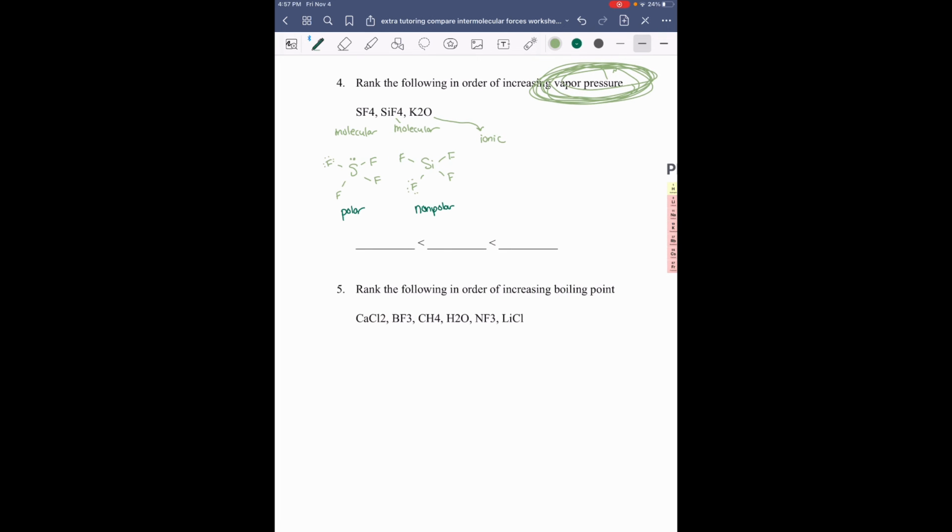So here we have ionic. Our typical order of strength would go non-polar the weakest, then polar, then ionic. But remember, this is vapor pressure, so it's opposite: ionic, polar, non-polar. So our final order is going to be K2O, SF4, SiF4. Look at that, we're doing it.